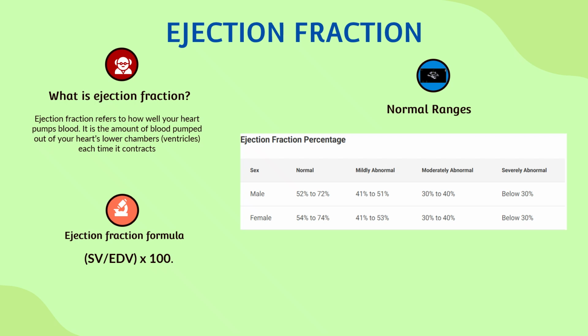Now, as I told you, what is an ejection fraction? It is how well your heart is pumping your blood. So, it is the amount of blood pumped out of your ventricles each time it contracts. Generally, how do you attain this ejection fraction? That is, what is the formula?